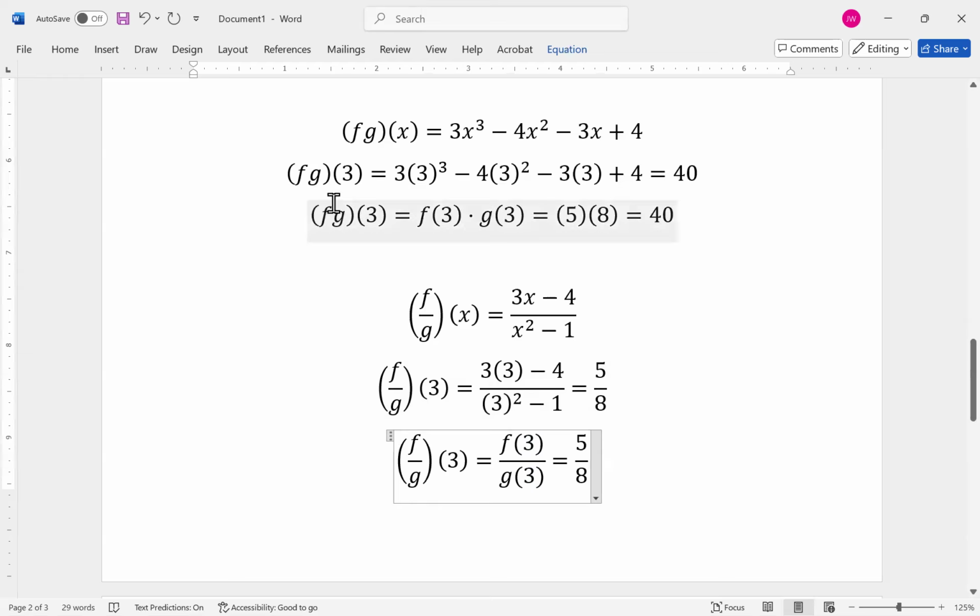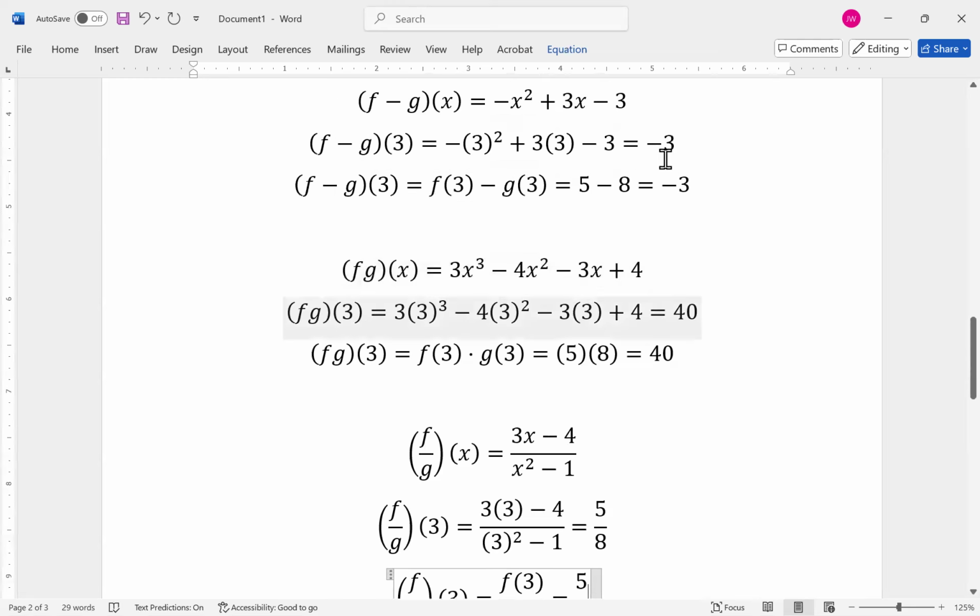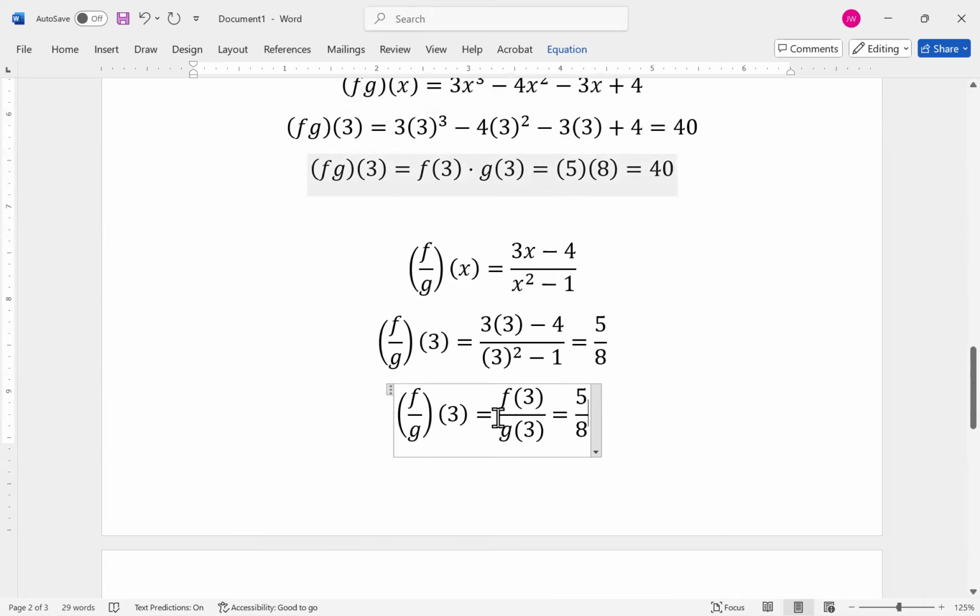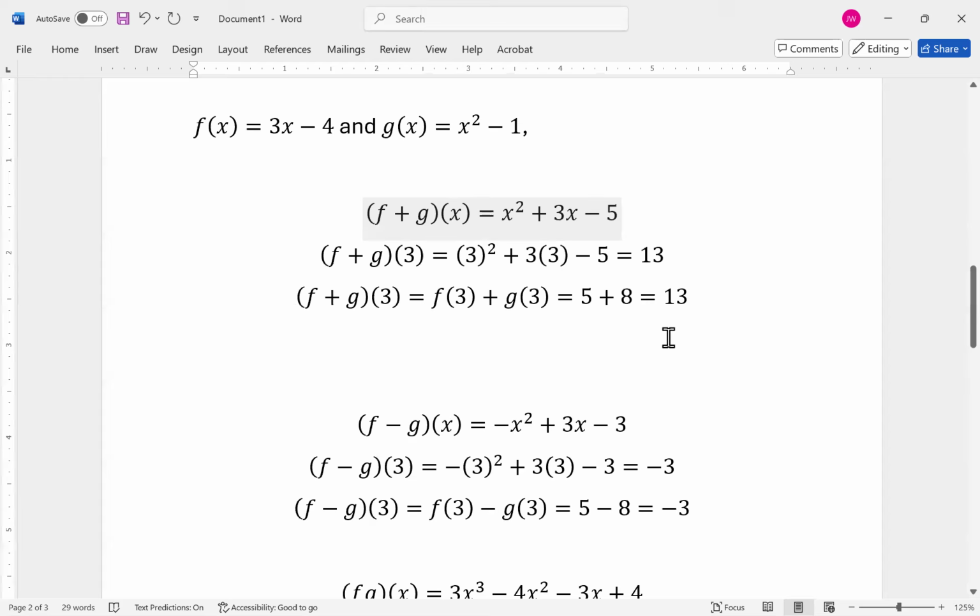So if you don't want to do all the operations in general, if you don't want to, for instance, take f times g of x and then multiply that all out, then instead of going through that process to find f times g of 3, you can just take f of 3 times g of 3. And sometimes that's easier. Either way, as we see, we're going to get the same answer.